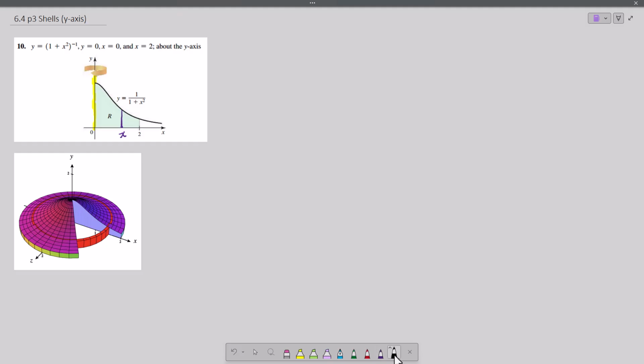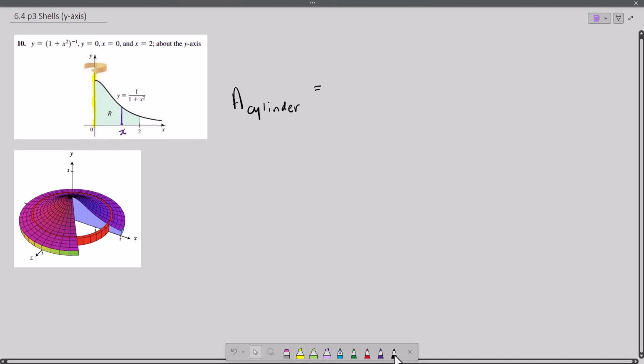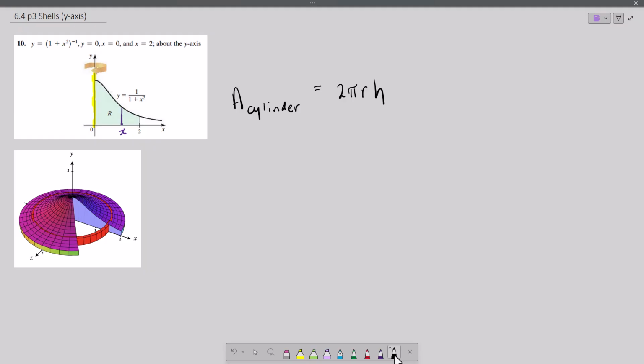So, area of a cylinder. The cylinder is 2 pi r times the height. So that's our new formula. Generic cylinder. Circumference of the base is 2 pi r, and then you multiply by the height to get the area of the cylinder.